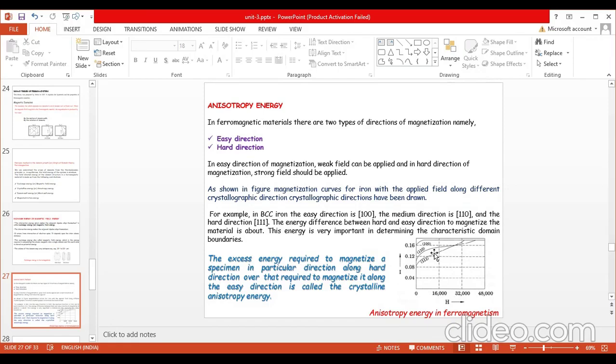So this is the way we can differentiate easy direction and hard direction. When we are applying a lower amount of magnetic field, the direction which gets easily magnetized is the easy direction, and when we need to apply a huge amount of magnetic field, these directions are called hard directions.